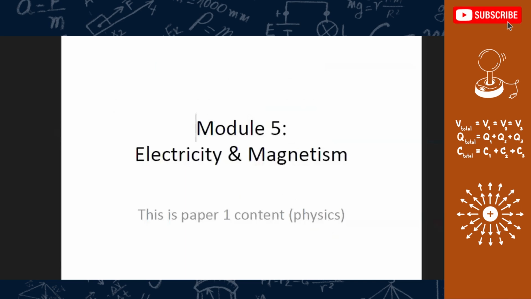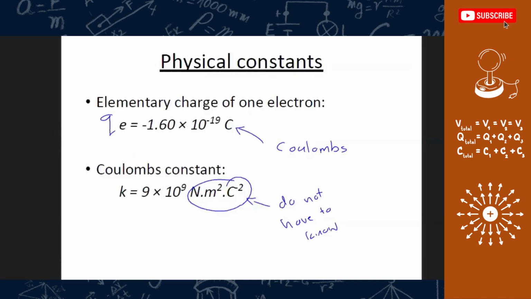So today we're going to work on electrostatics. A few numbers that we need to know. The first one is the charge of an electron. An electron has a charge of 1.6 times 10 to the power of minus 19 coulombs. The negative is just there because we know that electrons are negatively charged.